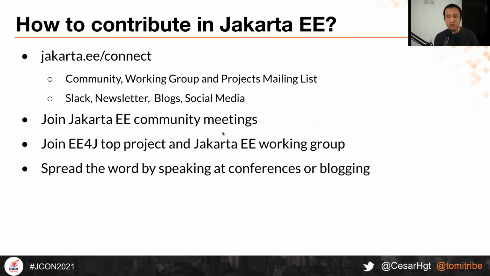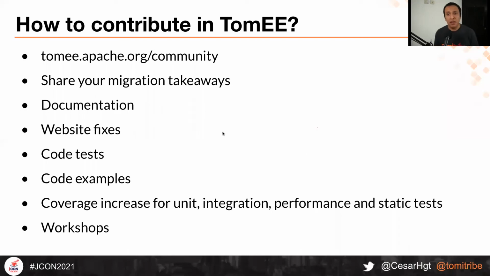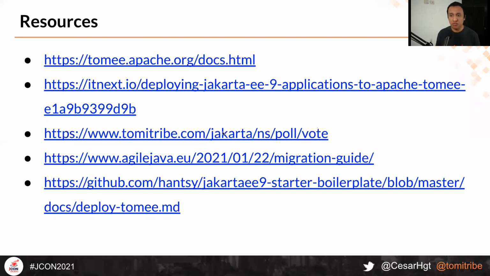What are the challenges that you overcame when you made the transition to Jakarta EE? And in the case of Apache TomEE, you can go to tomee.apache.org/community, and you can share your migrations also, issues or victories with the community. You can improve documentation, fix website issues that you find. You can go into the code, try to compile it, see how you did the migration via bytecode to be certified. All those types of things are in the email archives. You can increase the coverage of some unit testing. You can do workshops, as now in the online approach. They are really easy to organize and deliver to the communities. There are many, many ways to contribute.